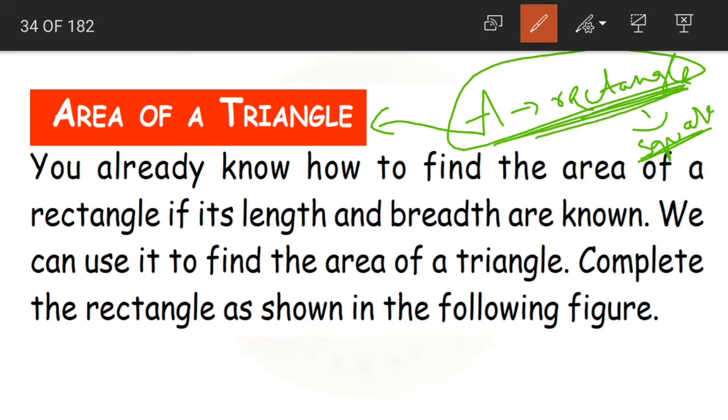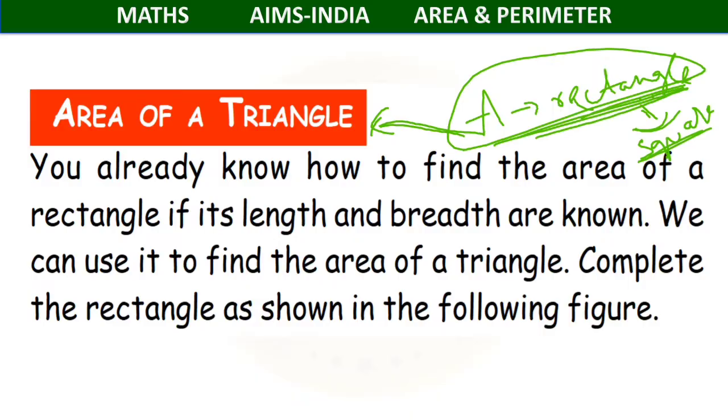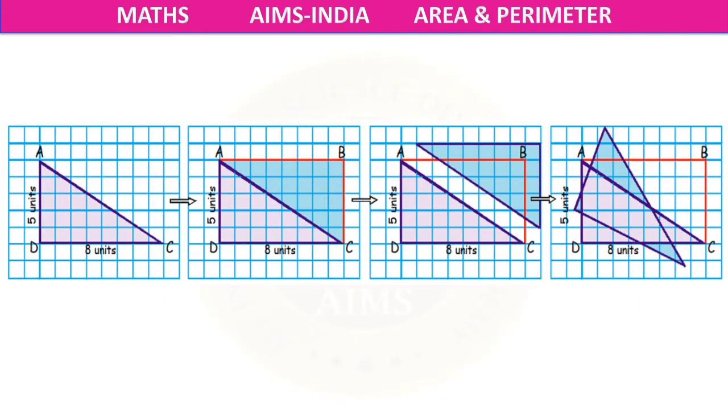Only with the help of this one single formula we found out the area of a square, and now we are also going to find out the area of a triangle. So to find out the area of a triangle using a rectangle, what should we do? We should first complete the triangle into a rectangle.